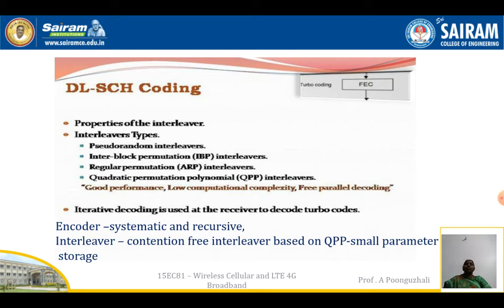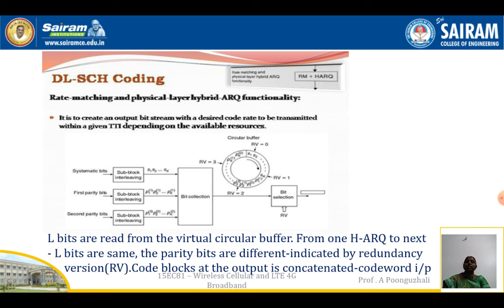The turbo encoder that we are going to use is a systematic one and a recursive one. And the interleaver is going to be a contention free interleaver. It is based on the quadratic permutation polynomial, with small parameter storage. Because of these advantages, we are going to go for a quadratic permutation polynomial interleaver: good performance, low computational complexity, free parallel decoding and small parameter storage.